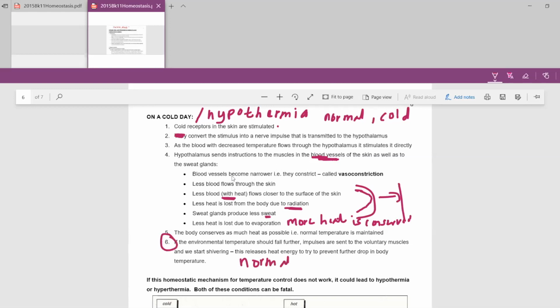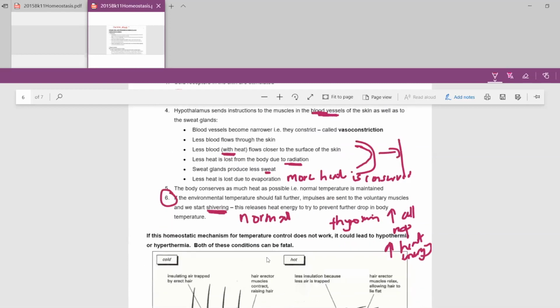At this point I also want to teach you that sometimes you can start shivering. Now, when you shiver, you are producing a lot of thyroxine. And you should know that thyroxine increases cellular respiration. And if it increases cellular respiration, it will produce more heat energy. And that's how you get warm, by shivering.